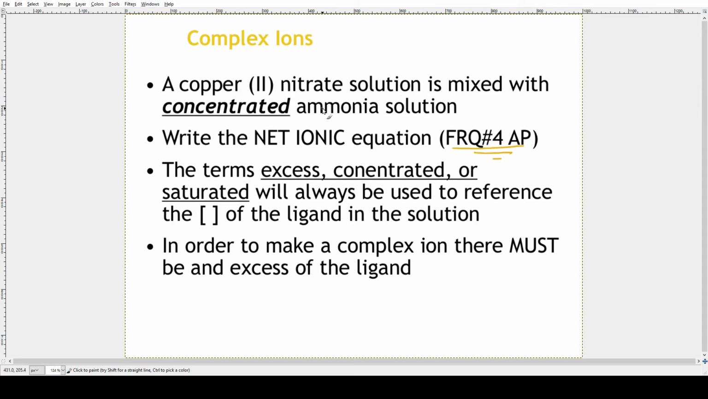We will do this one in a couple of slides, but I just want you to know that the terms excess, concentrated, or saturated will always be used to reference the concentration of the ligand in the solution. So here they're saying it's mixed with concentrated ammonia. That means that ammonia is our ligand. This is a hint. We're dealing with ligands. In order to make a complex ion, there must be an excess of the ligand. So using the word excess, concentrated or saturated means that we have a lot of it.